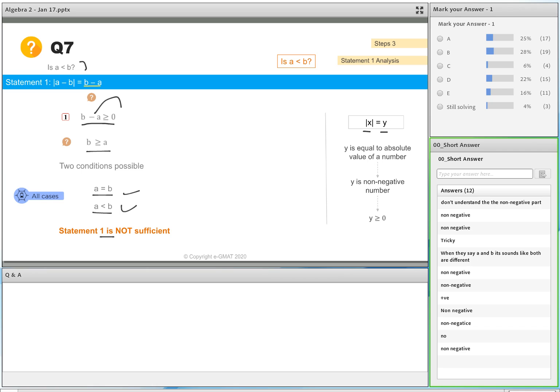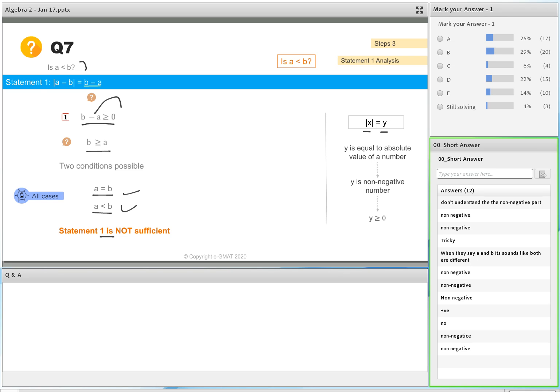Okay, a very interesting point which Sean has to say. When they say A and B, it sounds like both are different. Again, it's not given in the question explicitly, correct? So if it's not given in the question, we'll not take it, even if they seem different. Since it's not given in the question, they can also be similar. Sean, I hope that's clear to you.